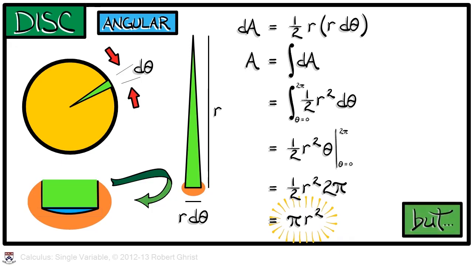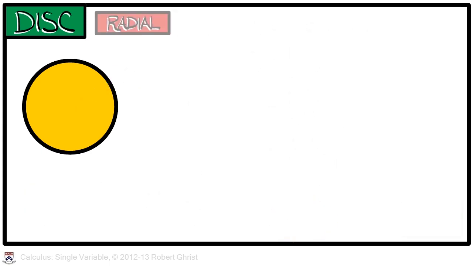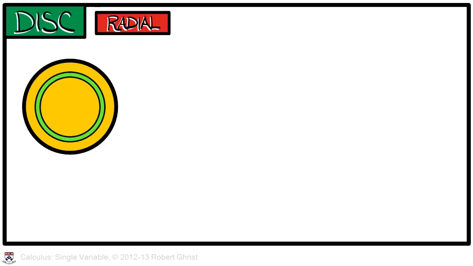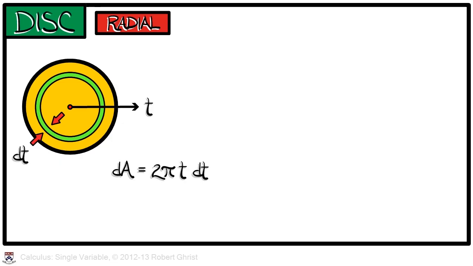But this is not the only way to do this problem. Consider if we used a radial variable and we sweep out thin annuli and fill up the disk in that manner. Let's call that radial variable t. The annular strip is going to have thickness dt, and now we need to argue that the area of this infinitesimal annular strip is the circumference, 2 pi t, times the thickness, dt. I'm not going to argue that that's really correct right now. Let me just state it, and let's see what happens when we integrate it.